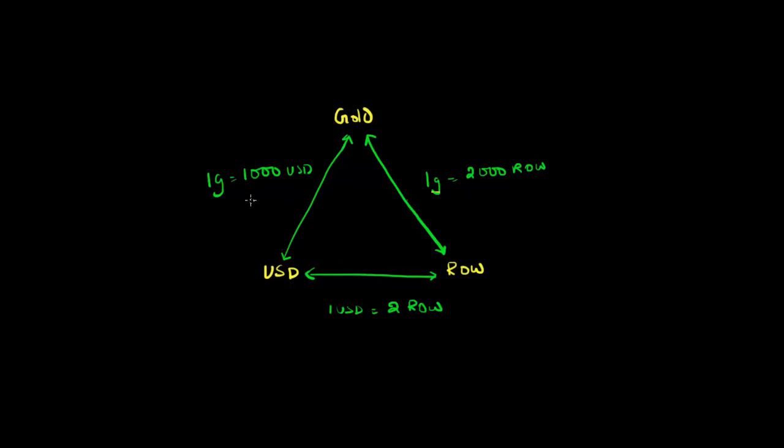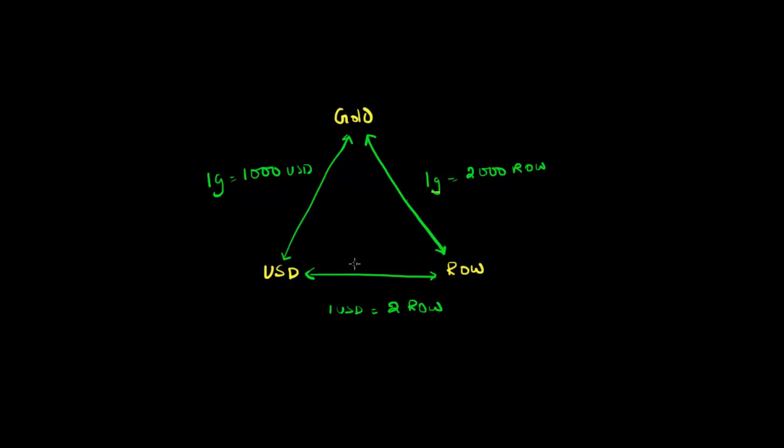We're also going to assume that the exchange rate between US dollars and gold is that 1 unit of gold is equal to 1,000 US dollars. And as we talked about before, because gold is denominated in US dollars, this exchange rate is the price of gold that you see in any market. We're also going to assume that the exchange rate between US dollars and rest of the world currency is such that 1 US dollar is equal to 2 rest of the world currencies.